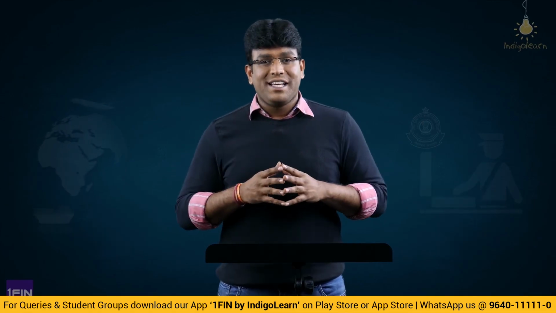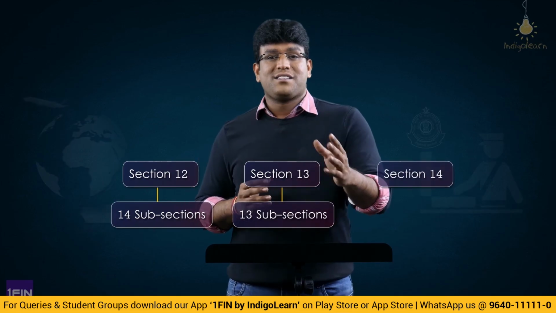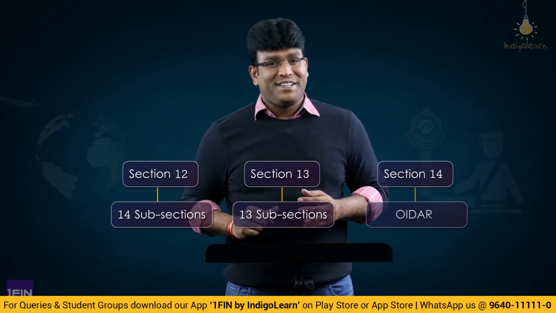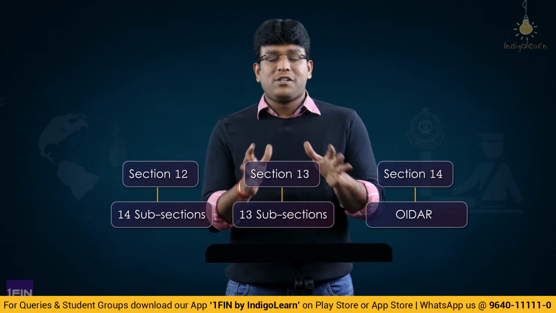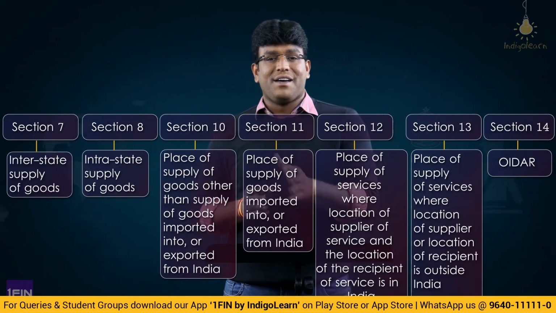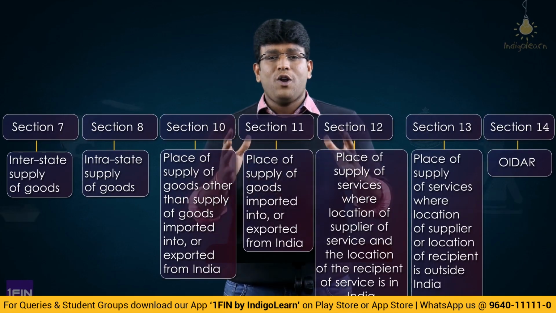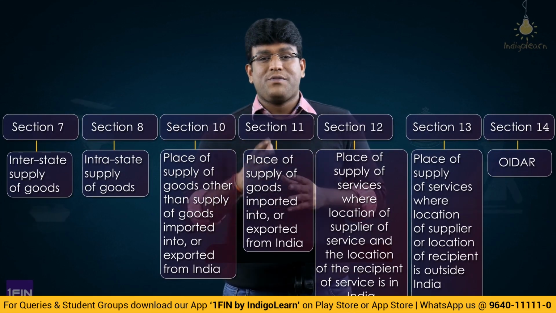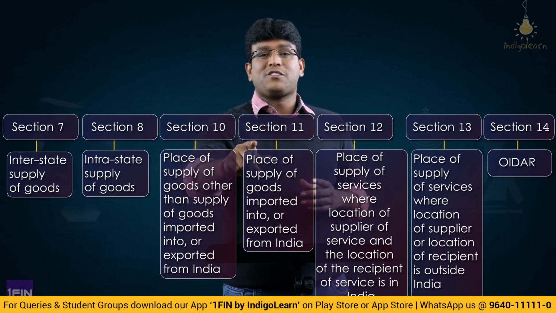And as we already discussed, guys, section 12 has got 14 subsections and section 13 has got 13 subsections. And section 14, as we just discussed some time back, deals with the provisions of the concept of OIDAR. That's it. Here ends the story of this beautiful topic known as place of supply, where we discussed section 7, 8, 9, 10, 11, 12, 13, 14. And we also figured out a lot of very interesting questions. At the same time, we discussed a lot of past exam questions which have come up in the exam. That's the end of the story for this beautiful topic known as place of supply.